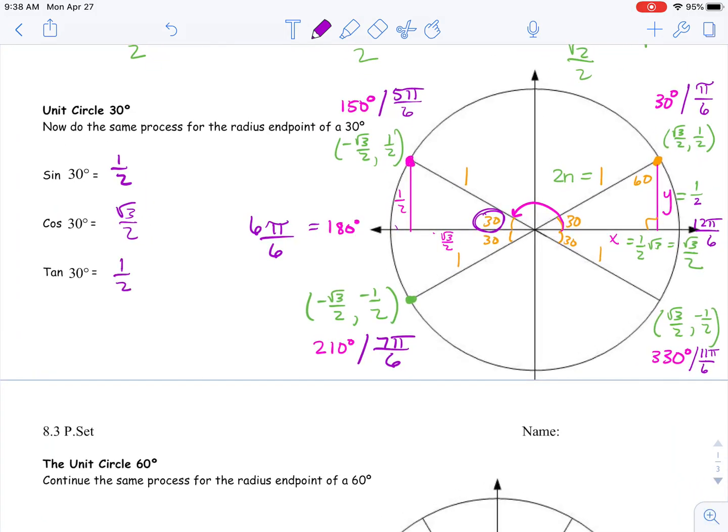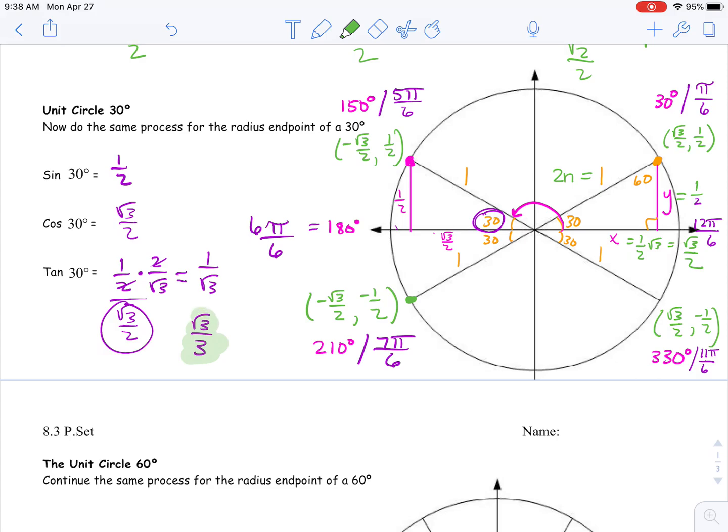Tangent is opposite, which is 1/2, divided by adjacent, which is radical 3 over 2. This one you have to do some fraction work, so we're going to multiply by the reciprocal. So I took the bottom, flipped it, and multiplied. The 2's canceled. I get 1 over radical 3. If I rationalize that, I end up with radical 3 over 3.